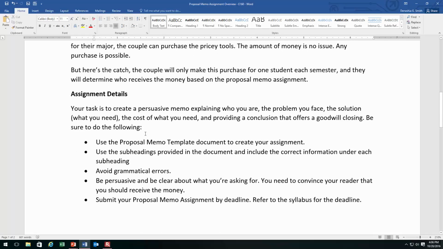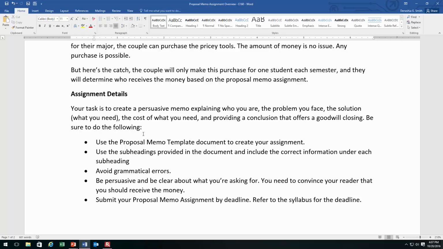Your task is to create a proposal memo explaining who you are, right? Telling them who you are, the problem you face, the solution, what it is you need, the cost of what you need, and providing a conclusion that offers a goodwill closing. Be sure to do the following. Use the proposal memo template document to create your assignment. We'll look at that in a second.